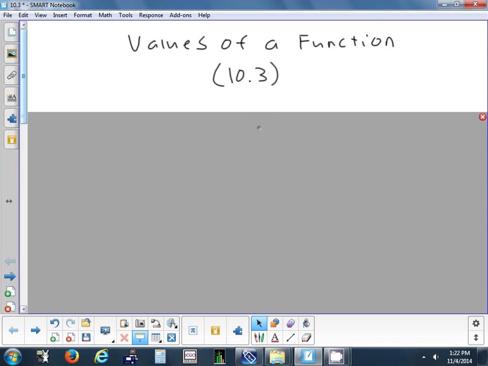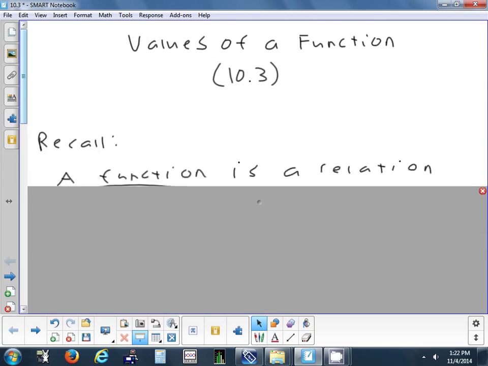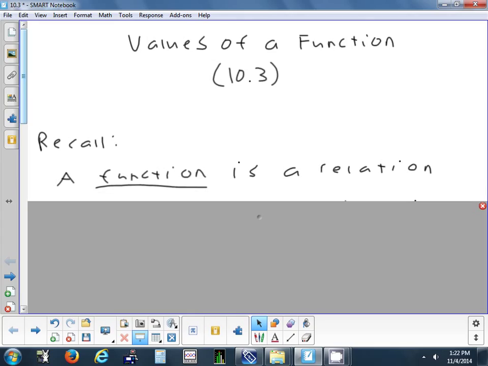Okay, so 10.3 is on functions. We studied functions yesterday, specifically on plugging in numbers and finding out the value of a function. What's a function? It's a type of relation. There were things that were functions, some things that weren't. How do you know when something is a function? We talked about that. Isaiah?